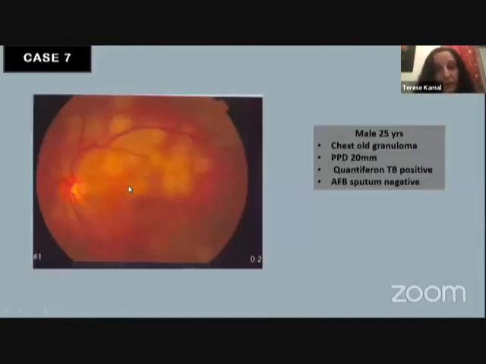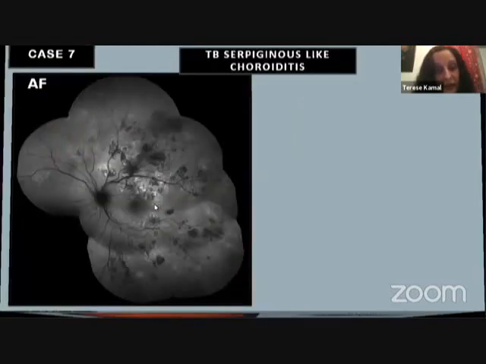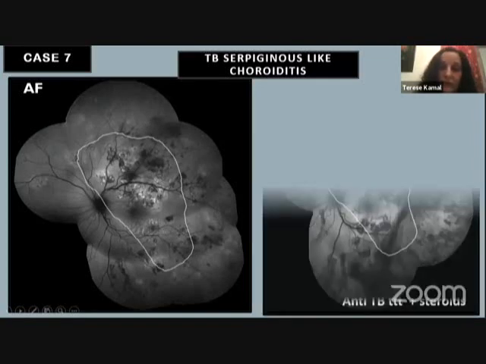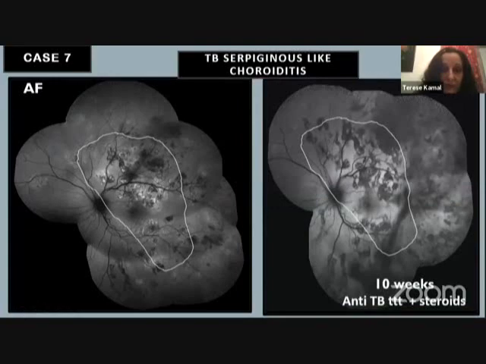This is a patient who came to me. He's 25 years old, old lesion in the lung with positive tuberculin and quantiferon. And this patient started with an appearance that's quite similar to MP or ambiguous. And I saw this patient 3 weeks after he had this colored image. And we can see that the patient actually continued to develop into serpiginous type of choroiditis. And we can see the multiple serpiginoid lesions throughout the posterior pole and mid-periphery. And this is the autofluorescence after the patient had received treatment.